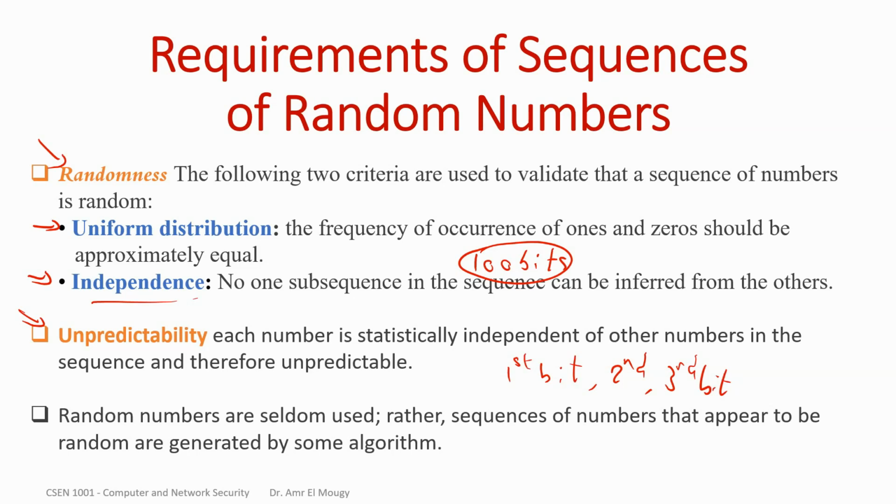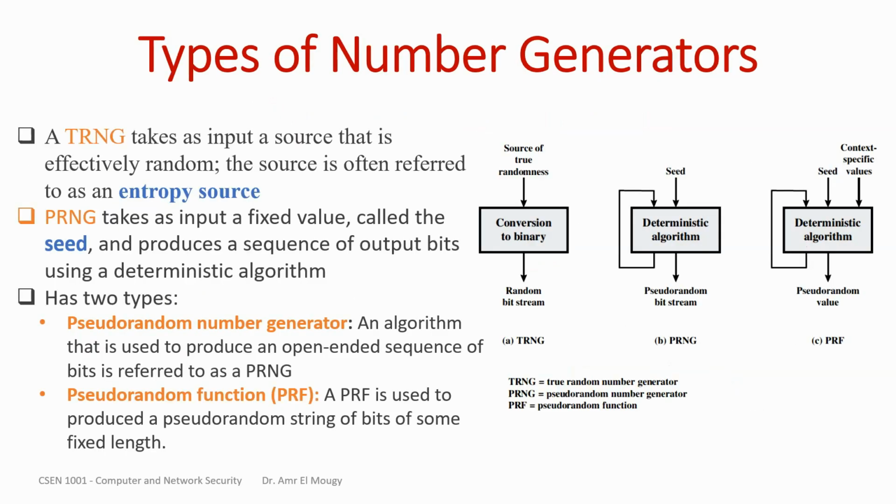exhibit unpredictability. The truth is, true random numbers are rarely used in commercial use. Rather than that, we actually use sequences of numbers that appear to be random, but they are actually generated using a deterministic algorithm. And this brings us to the types of number generators.